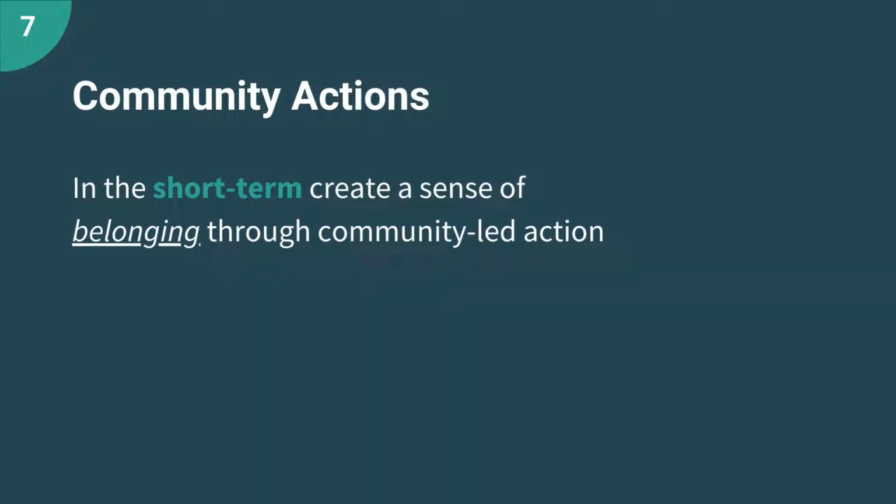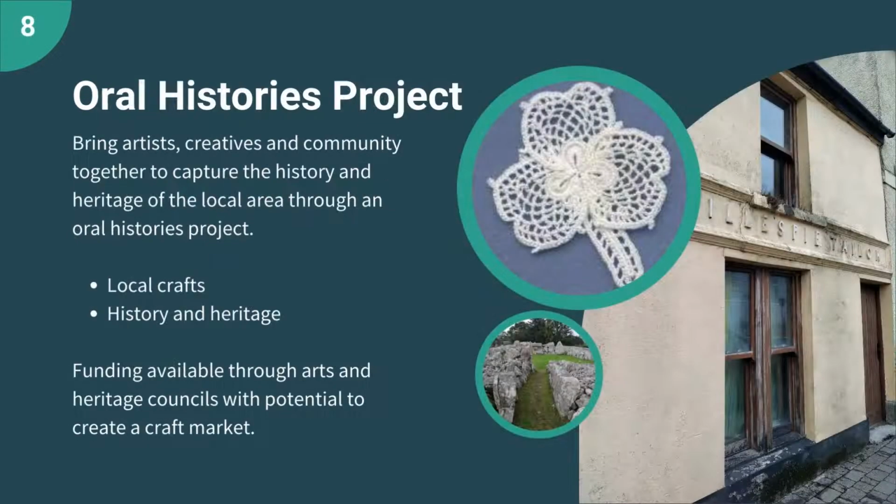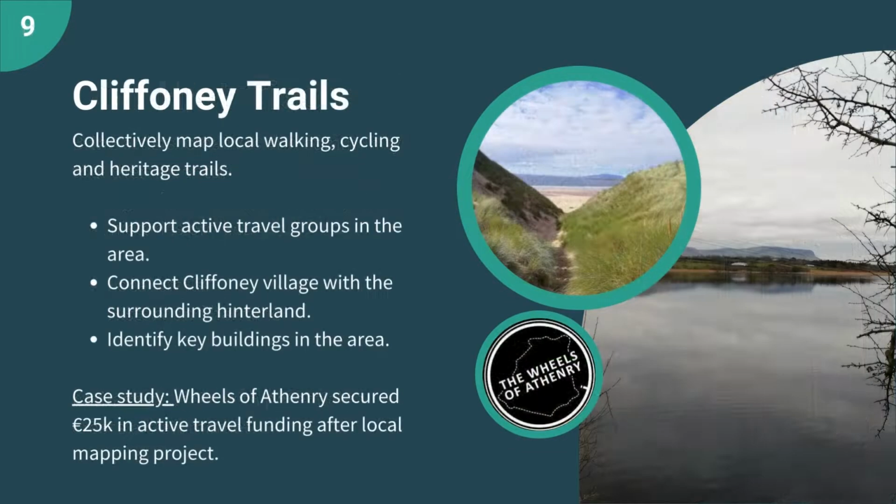In the short term, actions will help to build that identity for Cliffoney and the surrounding area, a sense of belonging through community-led action. The first action is an oral histories project, which will bring artists, creatives and the community together to capture the history and heritage of the area through audio stories. For the second action, the community will come together to map local trails, walking, cycle and heritage to support active travel in the area. These mapping exercises are fundamental and can support future funding applications.